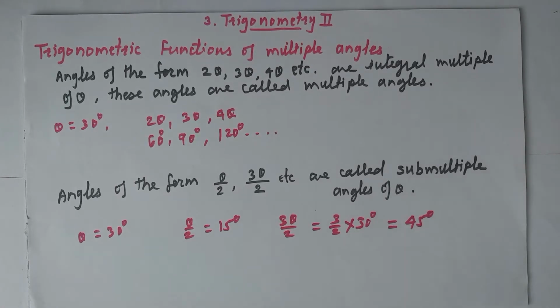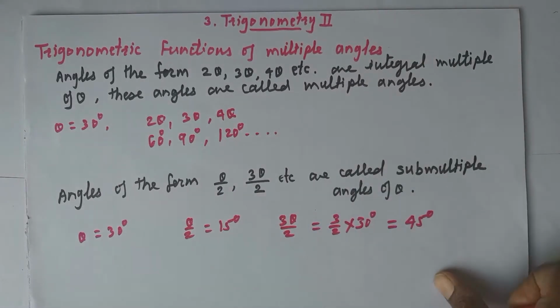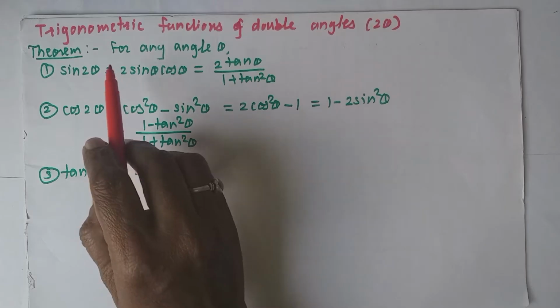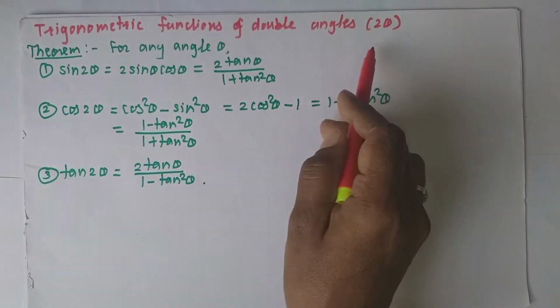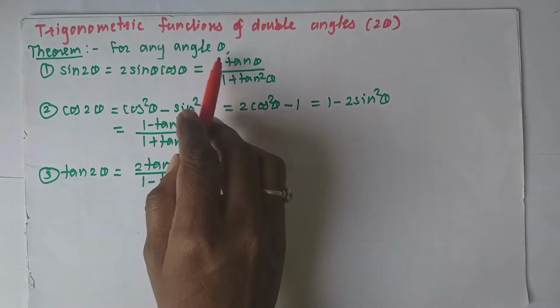In today's lecture, we will see the multiple angles and submultiple angles. If the angle is theta by 2, then it is also called the half angle of theta. Let's see the theorem. Now we will see trigonometric functions of double angles, that is 2 theta, and there is a theorem for any angle theta.